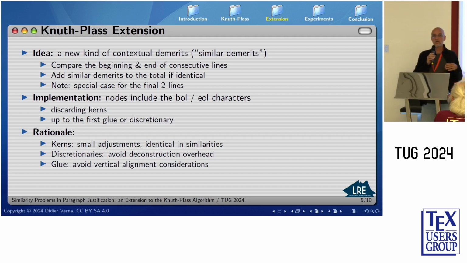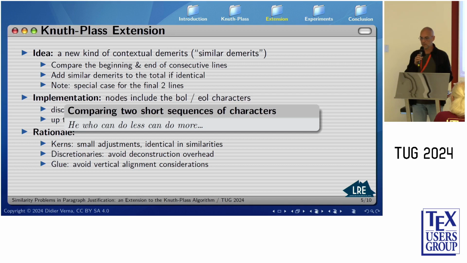And why am I stopping at discretionaries? Because simply it avoids the additional complexity of deconstructing the discretionaries and looking what's inside. This is doable in theory. It would not necessarily be extremely complicated to do, but I don't think it's really worth it, at least for the time being.